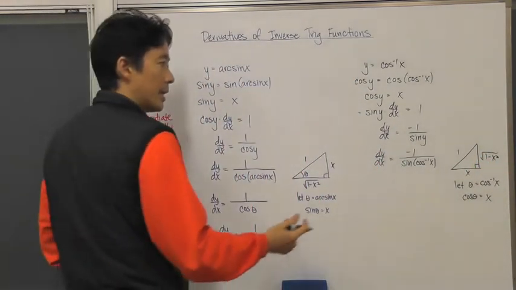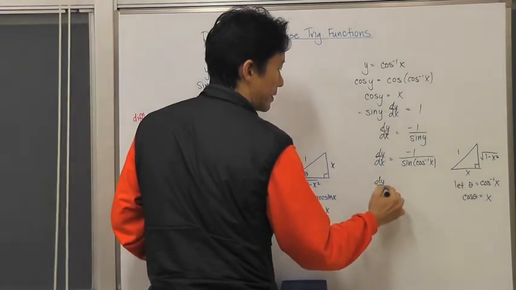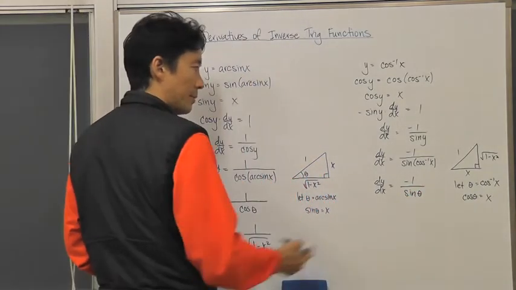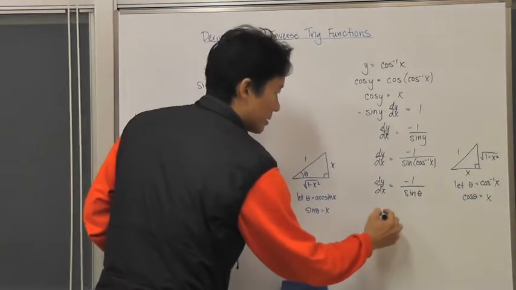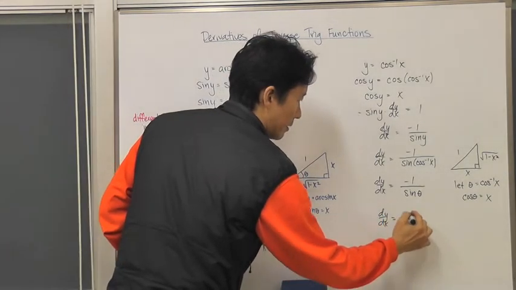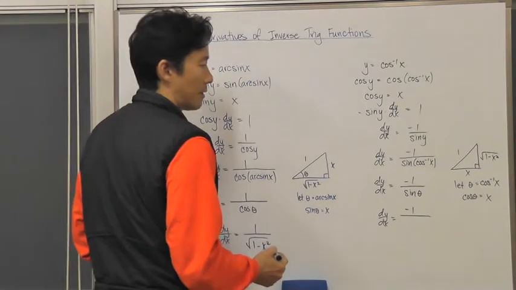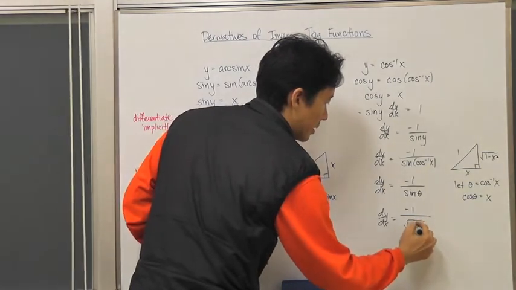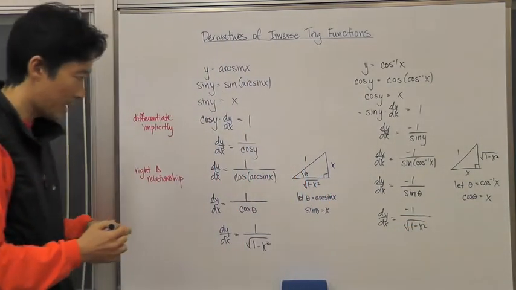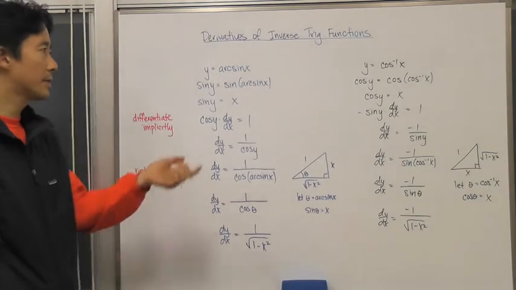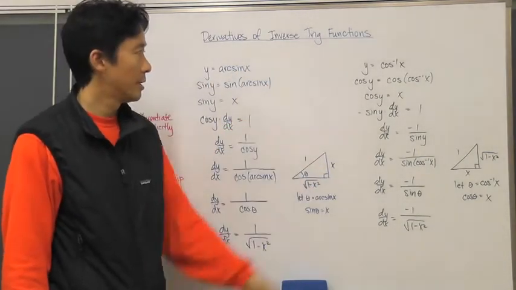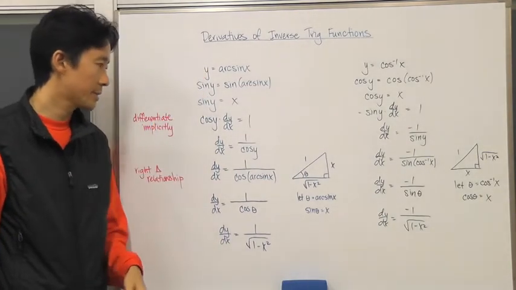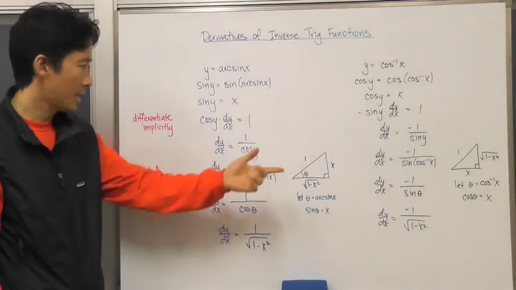So dy/dx is the same thing as negative 1 over the sine of theta, because that's what the inverse cosine of x was. So we can do our substitution now to get everything in terms of x, and the sine of theta is just going to be equal to the square root of 1 minus x squared. Notice the interesting thing about this one as well is that the derivative of the inverse cosine of x only differs from the derivative of the arc sine of x by a factor of negative 1. Okay, so there you go.